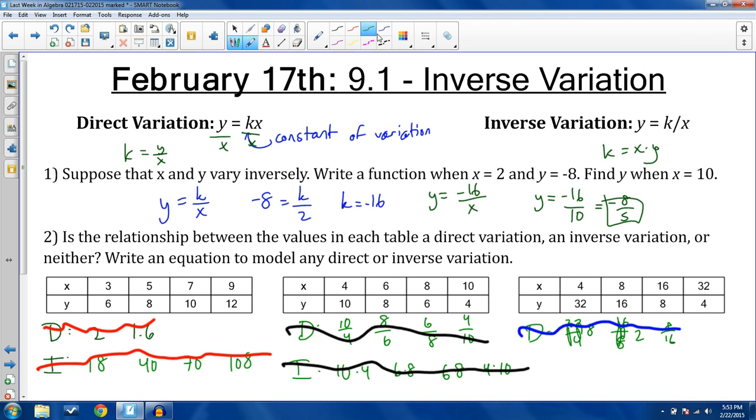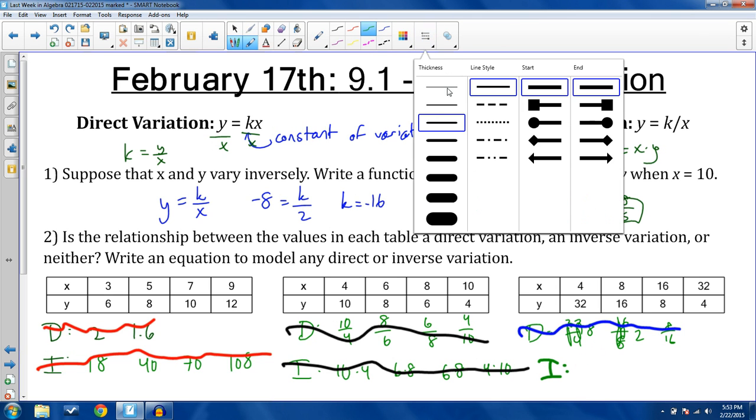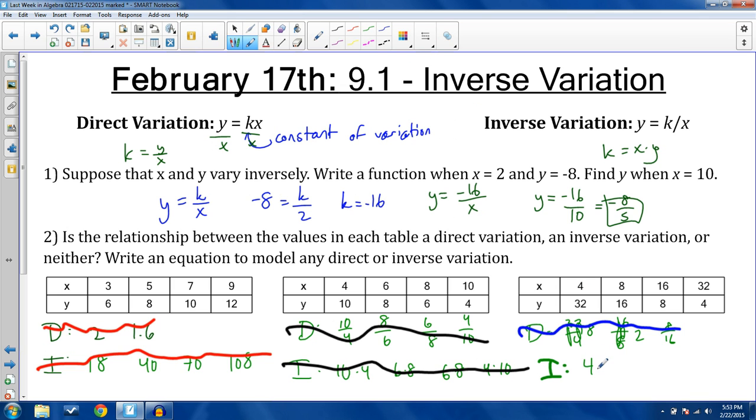Inverse variation. Does 4 times 32 equal 16 times 8? 4 times 32 is 128. 16 times 8 is also the same thing. So all of these have the same constant of variation. So this is inverse variation.